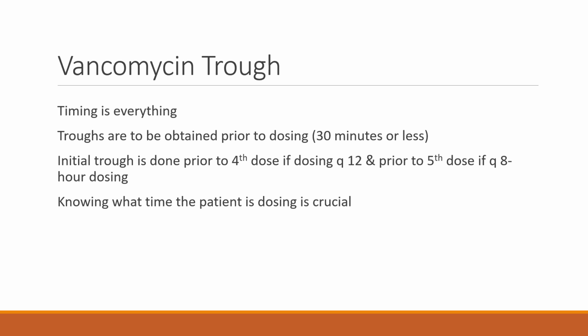Generally at home we see them 12 to 24. So knowing what time the patient is dosing is crucial to what time you're going to be out there. If they're dosing every 24 hours and it's 12 o'clock, we know we have to get that trough between 11:30 and 12.